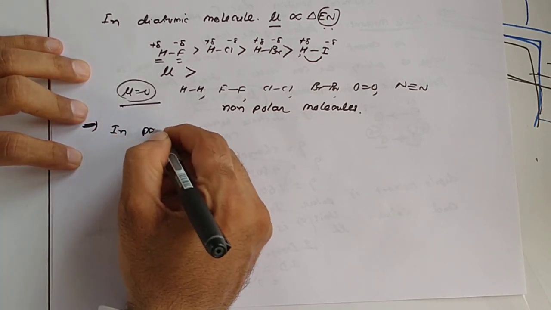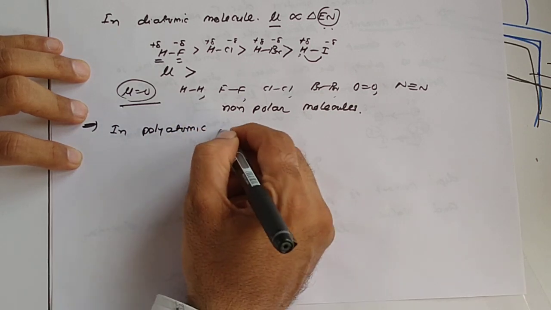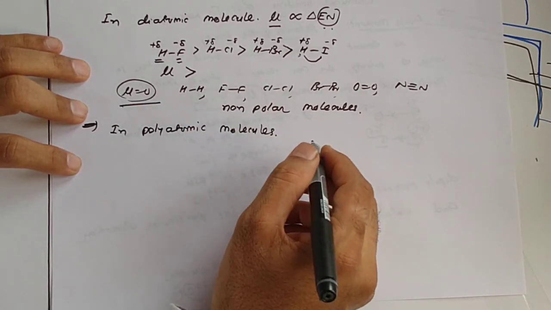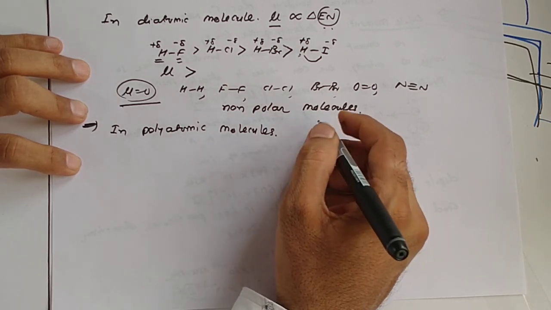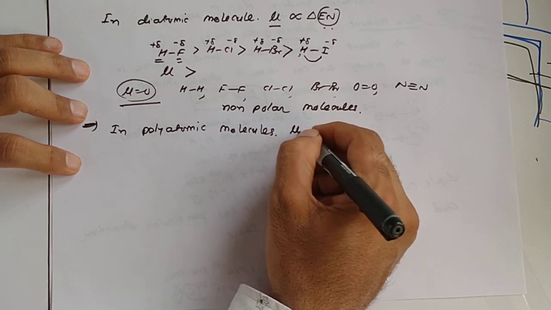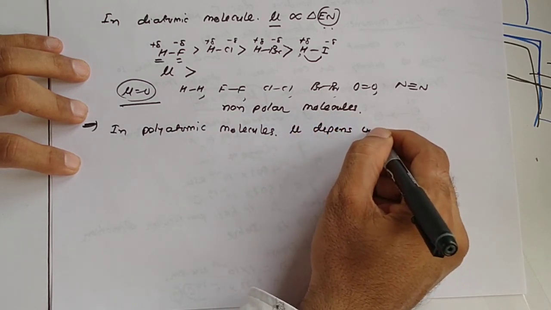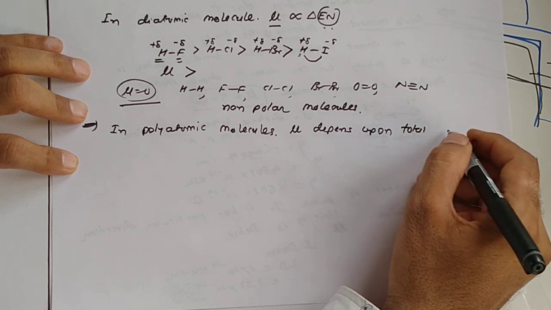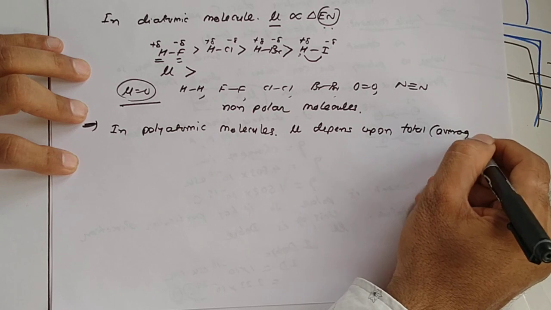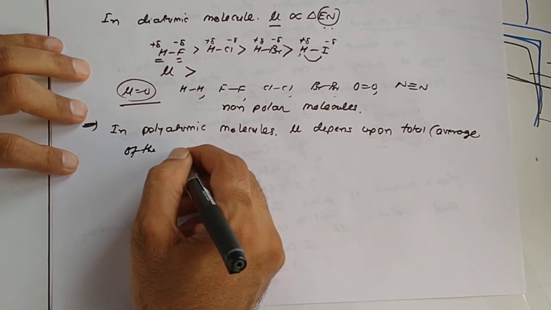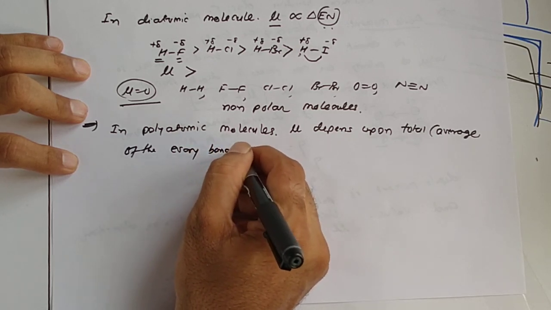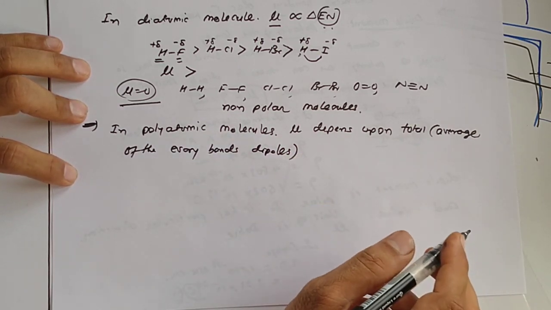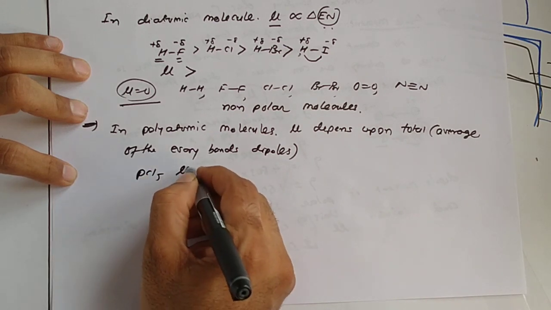In polyatomic molecules, polyatomic means more than two atoms are making the molecule, mu depends upon the total or average of every bond dipole. Understood?